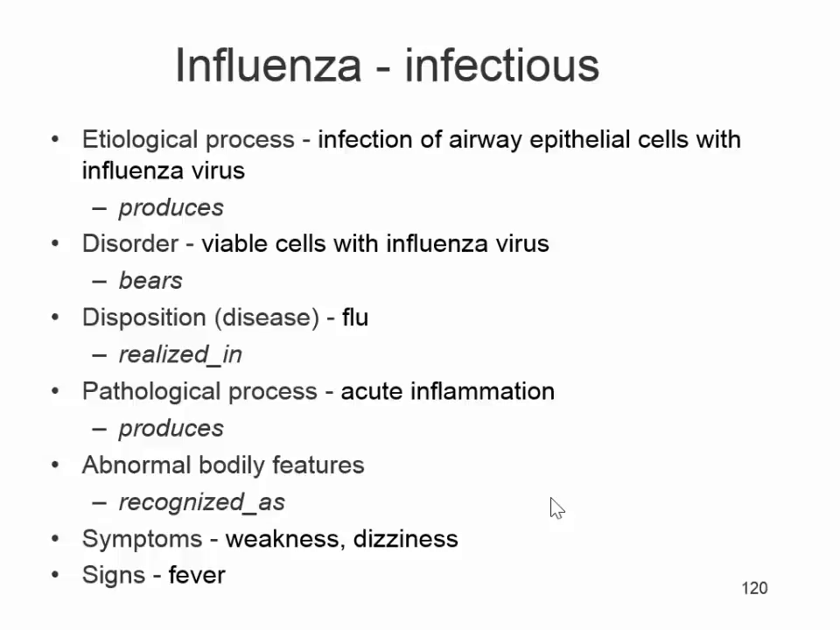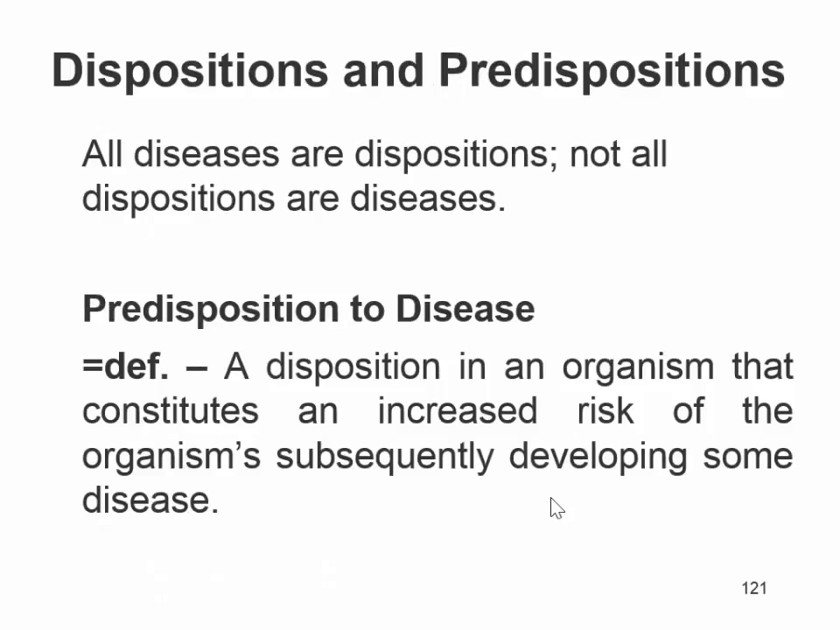Diseases are dispositions, but not all dispositions are diseases. So the disposition to go bald is not a disease, unless you're female, maybe. But then there are dispositions which we call predispositions, or risk factors, which are dispositions to diseases, which means that they are dispositions to dispositions. A predisposition is a disposition in an organism that constitutes an increased risk of the organism subsequently developing some disease. So it's a disposition to a disposition.